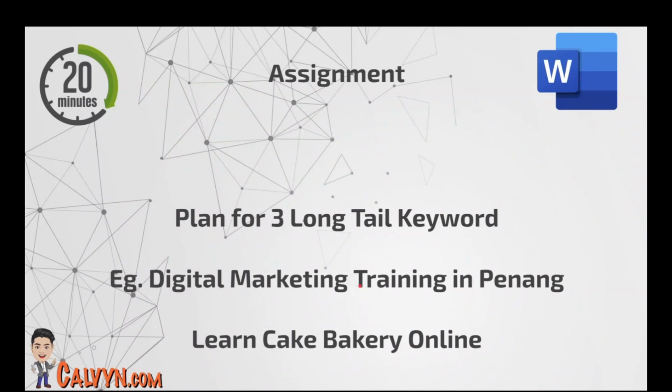Now, this assignment is to plan 3 long tail keywords for yourself. Plan 3 long tail keywords for yourself. For example, I do digital marketing training, so I can use digital marketing training in Penang. Myself in Penang, if I'm locally focused on this area, I can put digital marketing training in Penang. This is what we call a long tail keyword.